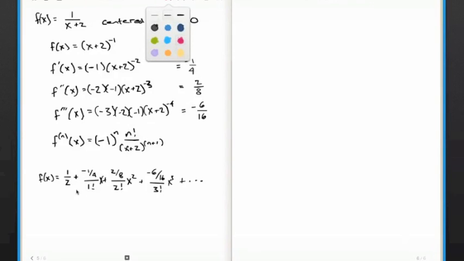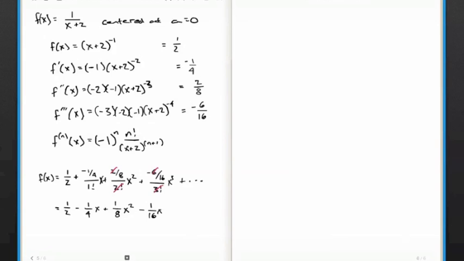Well, conveniently, and now for the first time this lecture I get to pull out the red pen, this 2 cancels out with this 2 factorial, and this negative 6 cancels out with this 3 factorial there. So I can see that my pattern is going to look like this. And so this equals 1/2 minus 1/4 over 1, so it's minus 1/4 x, plus the 2's cancel there, so I'm left with a 1/8 x squared, minus, since the 6 is canceled, it's just a 1/16 x cubed.